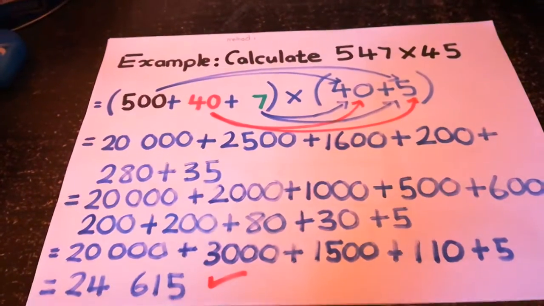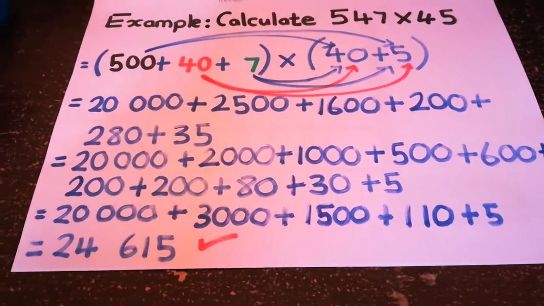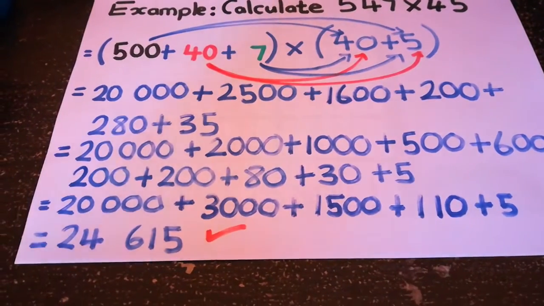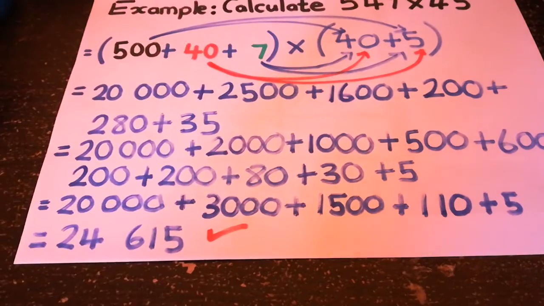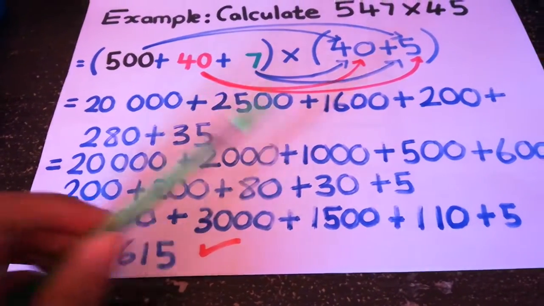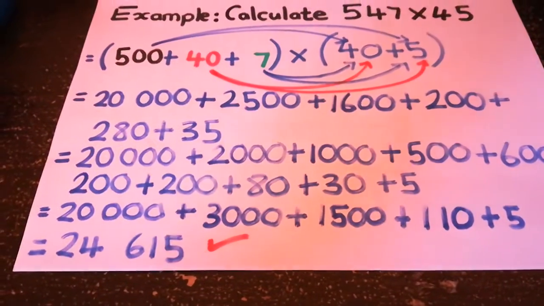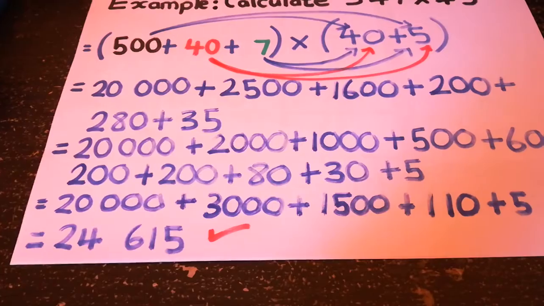What's important for you to remember is to please keep the numbers that belong to the same place value together. So for example, if two numbers say 2000 and 1000, they both belong to the thousands column, please keep it together. It'll make it much easier for us to calculate our answer in the end.